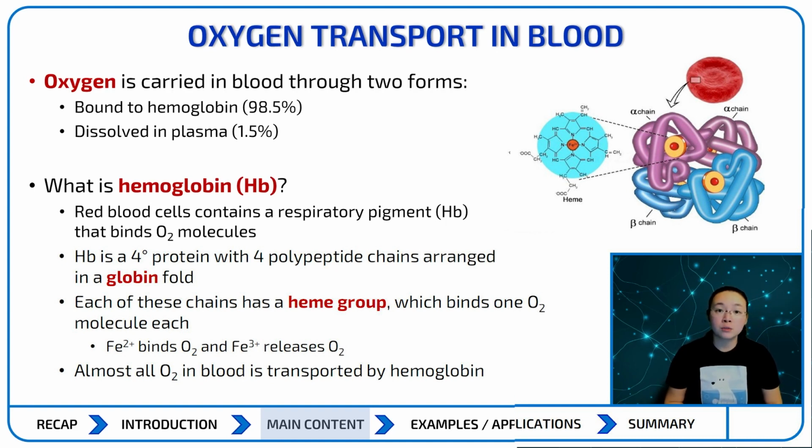So how does it bind to oxygen? Through the charge on its iron. If you have Fe2+, it's going to bind oxygen, and if you have Fe3+, then it's going to release oxygen. So almost all of the oxygen in your blood is going to be transported by hemoglobin. In terms of what to know, I would understand that red blood cells have hemoglobin, and that hemoglobin at most can carry 4 oxygen molecules each.